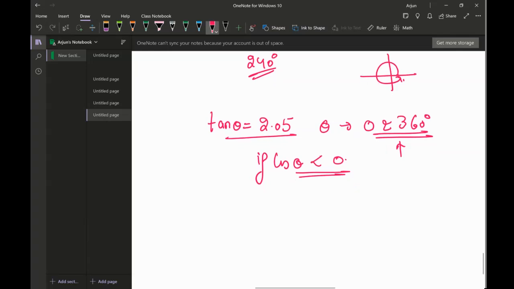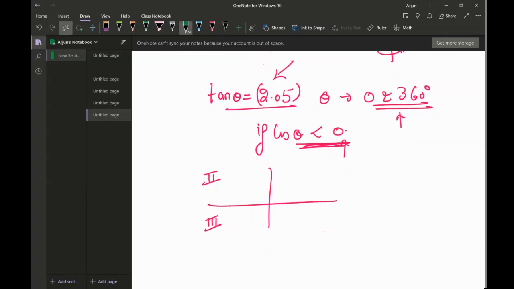So cosine is less than 0. In which quadrant is cosine negative? I'm going to ask myself first of all. Cosine is negative in the second quadrant and in the third quadrant. Tangent is a positive number. If I see tangent is a positive number, which quadrant fulfills that condition? Tangent is negative in the second, so I cannot use the second quadrant. Tangent theta comes out to be positive, so the only quadrant I'm left with is the third quadrant. Because of this condition, I will have only one value, so it has to be somewhere in this.